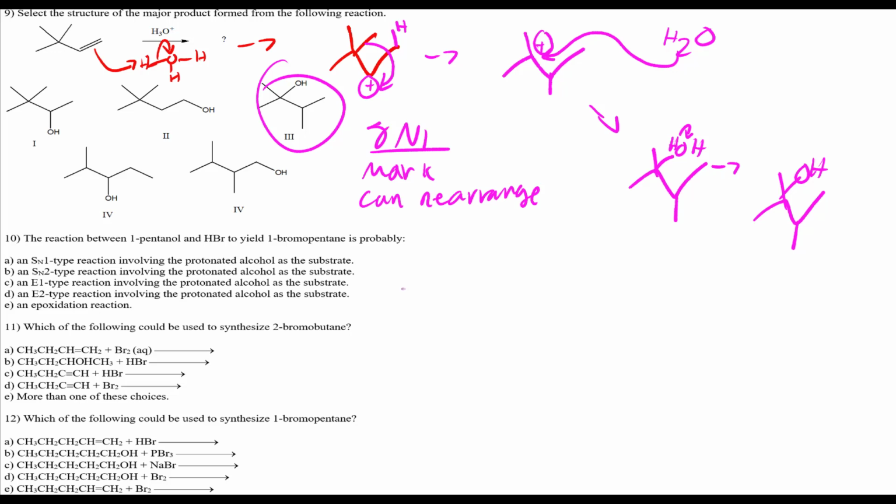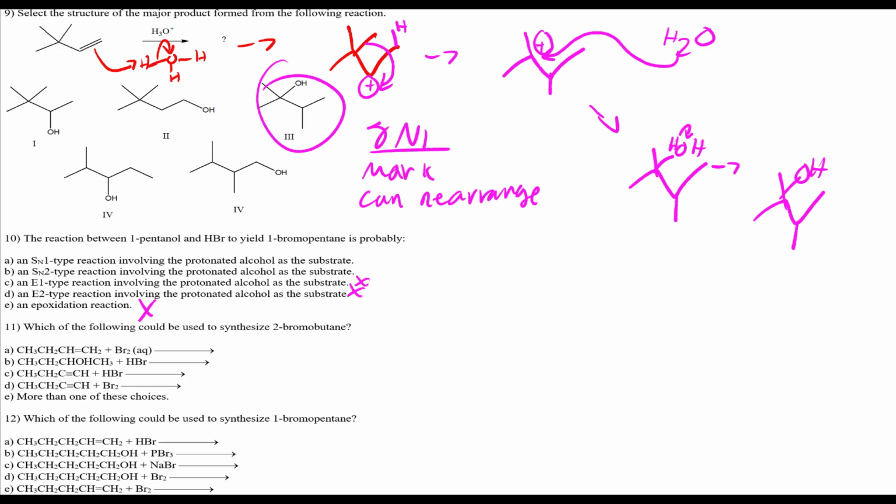The reaction between 1-pentanol and HBr to yield 1-bromopentane is probably what? Well, okay, so pentane, there is no pentene, there is no double bond, there is no triple bond formation. So any elimination reactions is right out the window, okay? So C and D are wrong because they have elimination reactions, and those typically make double bonds or triple bonds, so it's wrong. Epoxidation reaction, well, we're not really working with epoxides right now, so I would assume that it's wrong as well. Okay, what about A or B?